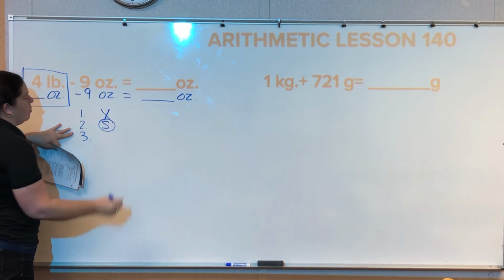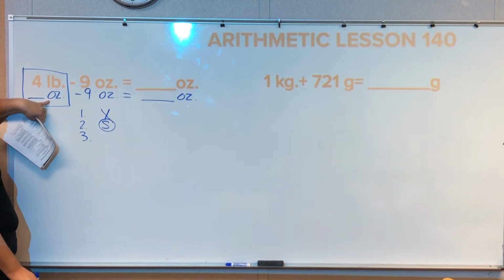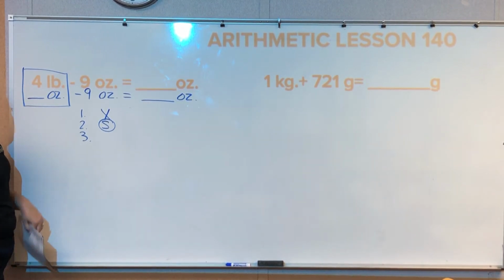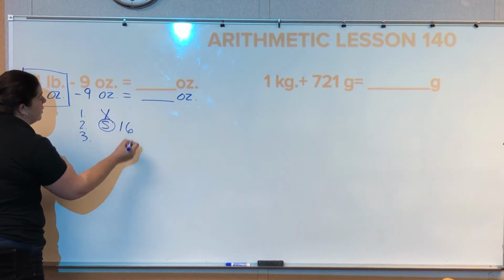When we multiply, what are we going to multiply? A special number that says how many ounces are in a pound. How many ounces are in a pound? We know our special number should be 16.